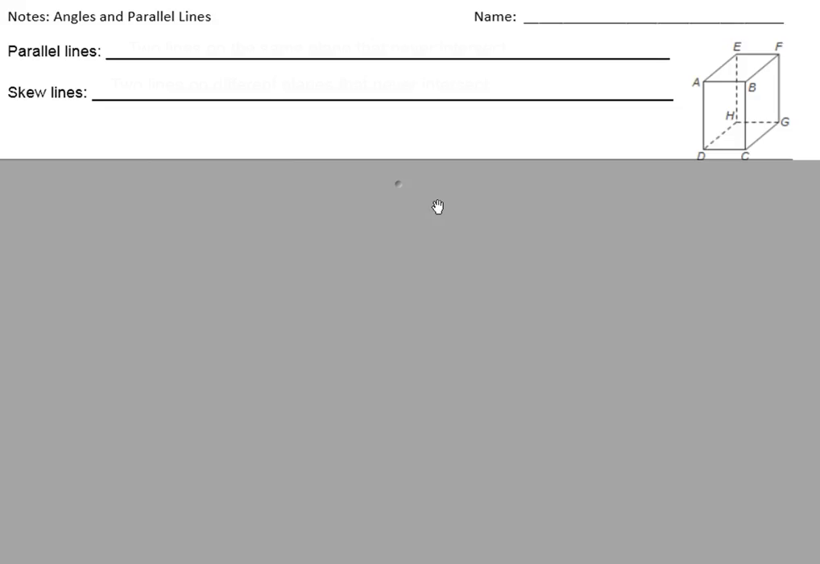Okay, parallel lines and the angles that they form. In order to go on with this lesson, we're just going to review what parallel lines are. If you recall, parallel lines are going to be on the same plane. So let's look at plane ABC. And they're going to be two lines that go on infinitely in both directions, and they never intersect.